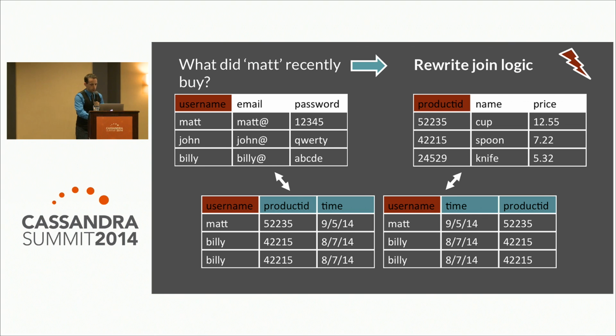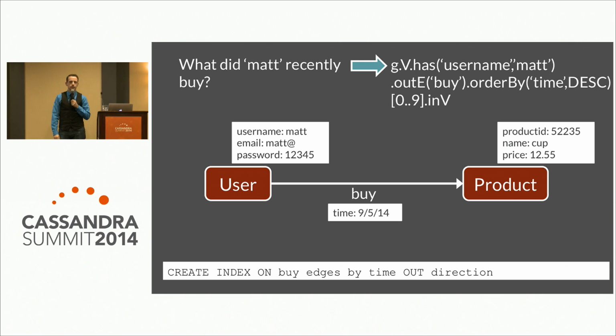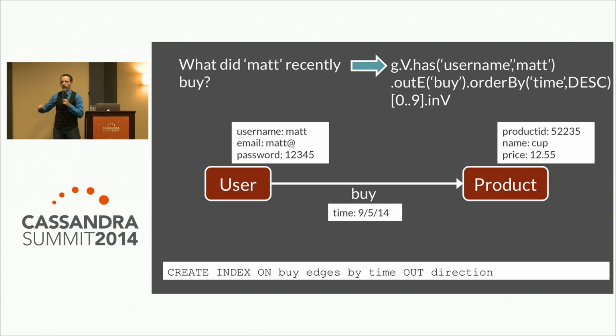In Titan, what you do is you create an index on the relationship. Titan has the notion of what we call a vertex-centric index. So we can build index structures from the perspective of a vertex. We can say, for those buy edges, please index those by time so that I can do queries like ordering or limitations to particular time intervals very efficiently.